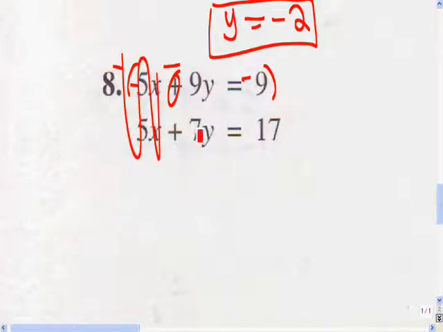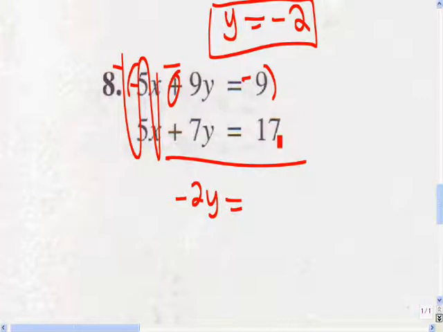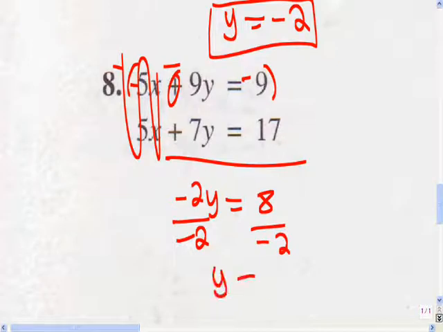Then we got 7 minus 9. I'm going to subtract because the signs are different. That's going to give me 2, and it's going to be a negative 2y. And then 17 minus 9 is 8. Positive 8. I'm going to divide by negative 2. Y equals negative 4.